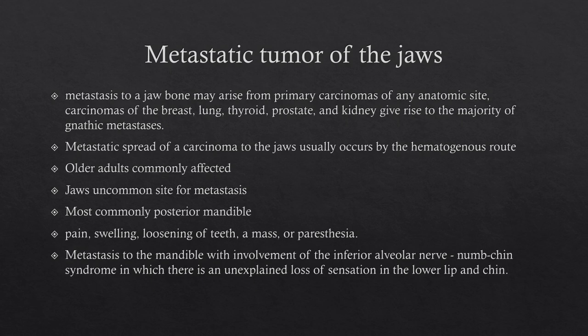Pain, swelling, loosening of teeth or a mass with paresthesia can be the features. If there is involvement of the inferior alveolar canal, there is going to be numb chin syndrome, whereas paresthesia is evident in metastatic tumor of the jaws. There is unexplained loss of sensation in the lip and the chin.